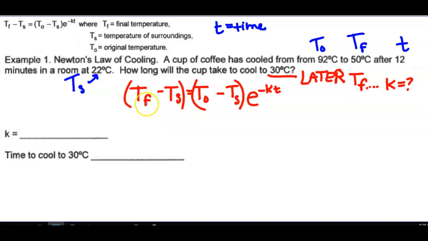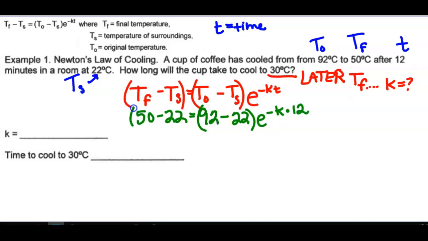All right, anyway, final temperature was 50, surrounding room was 22, original temperature was 92, or almost boiling in Celsius, minus the surroundings of 22. And then we have e to the negative, and we're trying to find K when the time was 12 minutes. All right, so we have to do some arithmetic first. 50 minus 22 is 28. 92 minus 22 is 70. And I'm just going to rewrite this as negative 12k, just switching the order on their multiplication there.